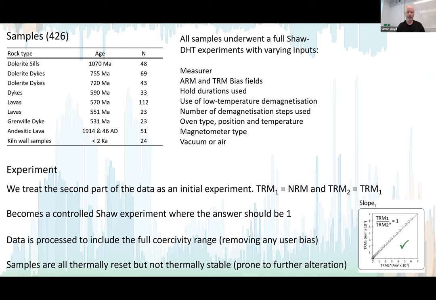So we processed this data to include the full coercivity range to remove any user bias in this respect. And it's important to note that these samples were all thermally reset, but they're not thermally stable, so they were prone to further alteration.